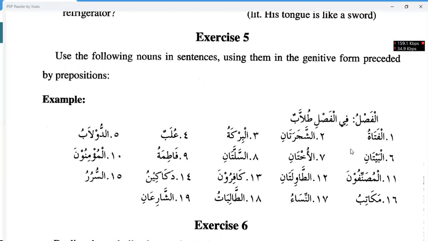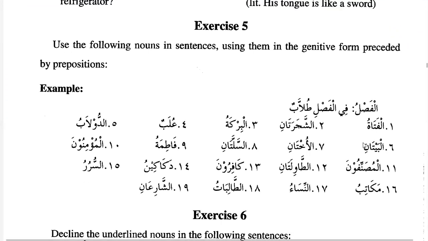Baitan. Al-baitan means two houses. Lil baitaini urfatun kathiratun. Okay. Al-halwa lil-ukhtaini. Li makes it majroor. Ah, yes, ukhtaini.